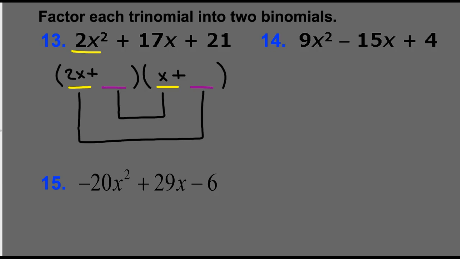So if I start with 7 and 3, and I put the 7 with the 2, that's going to give me 14. And if I put the 3 with the 1, that's going to give me 3. And lo and behold, I found the right combination. There we go.